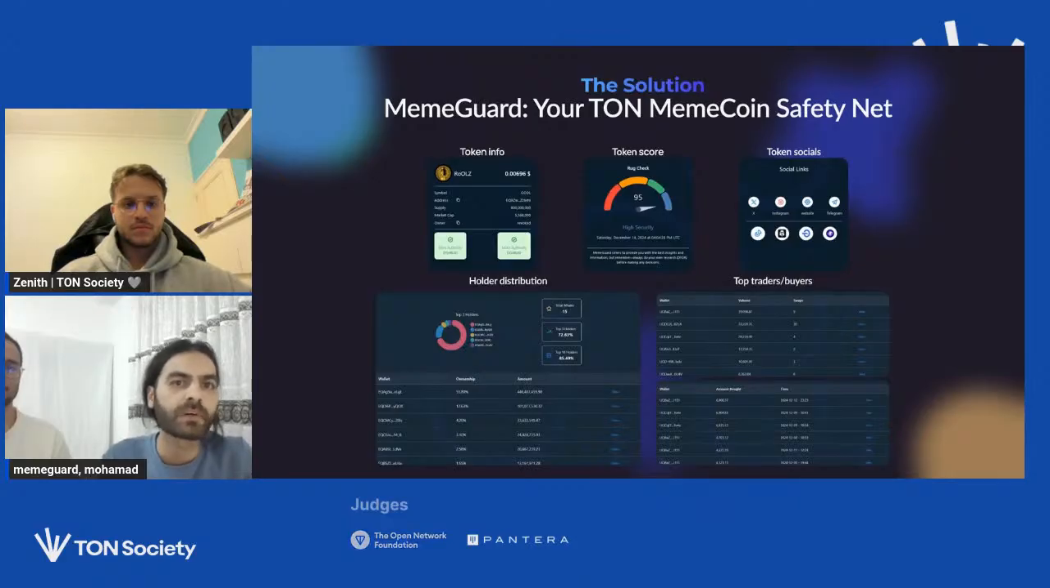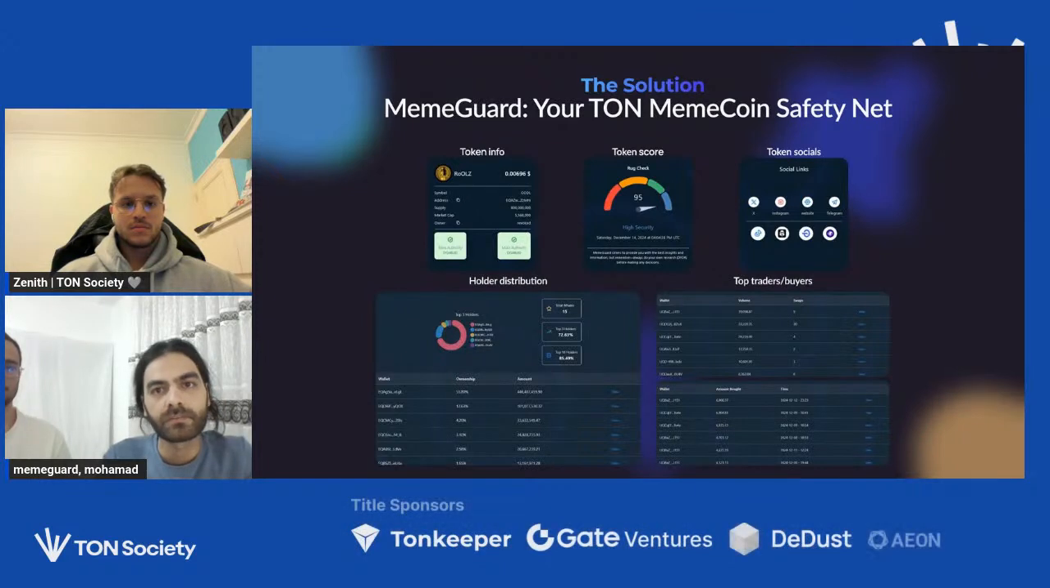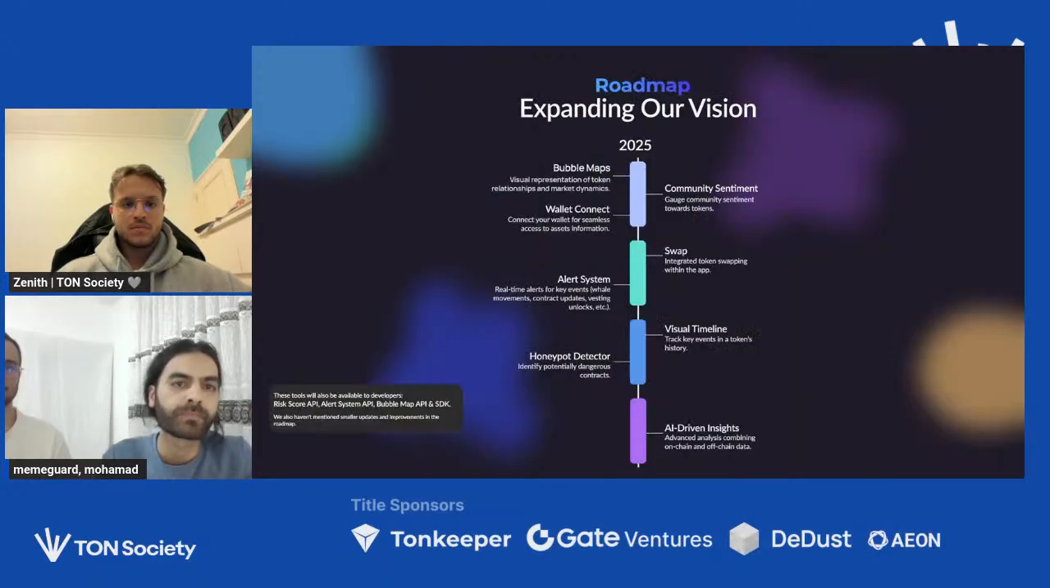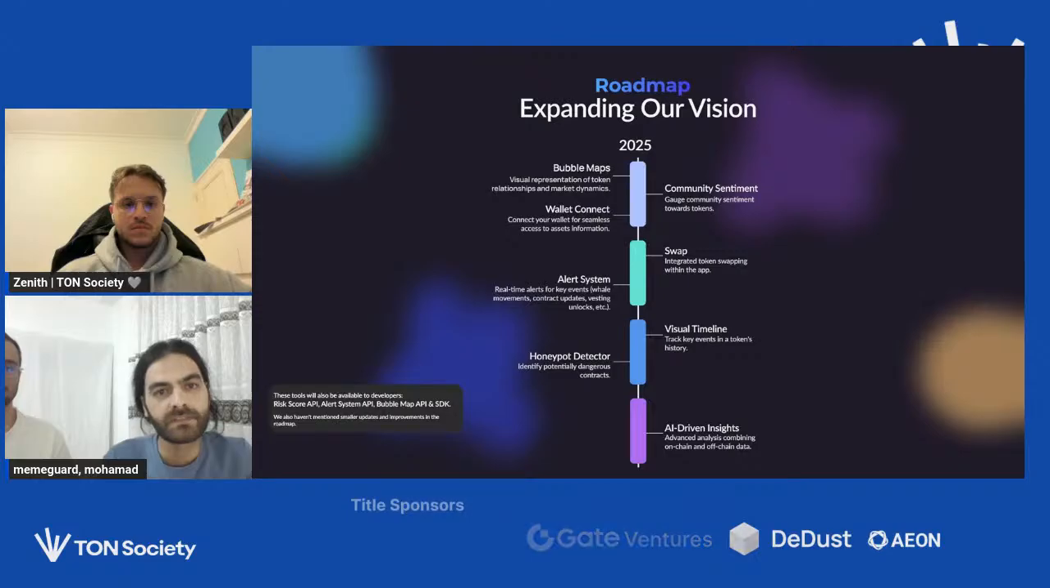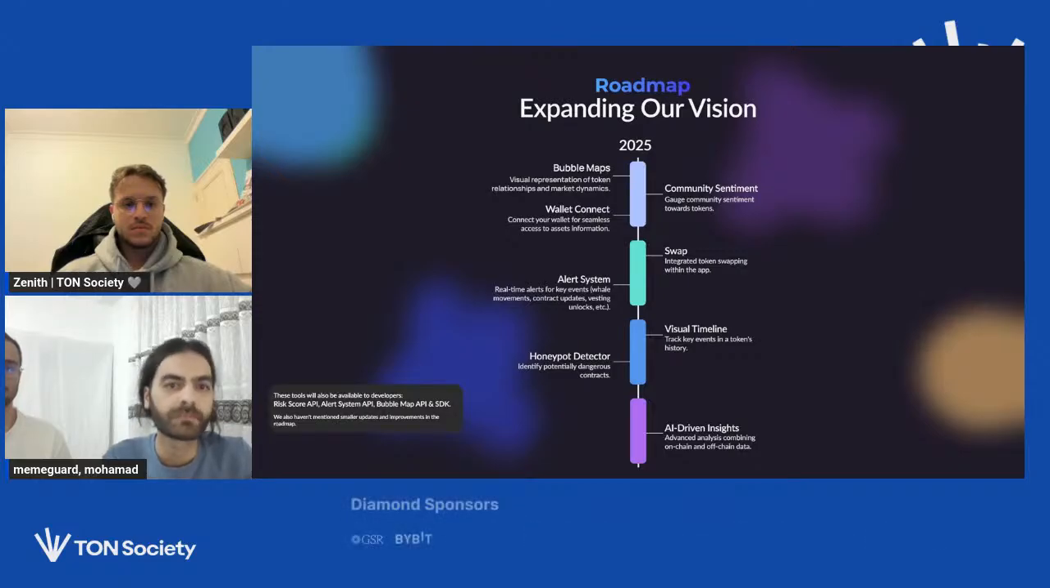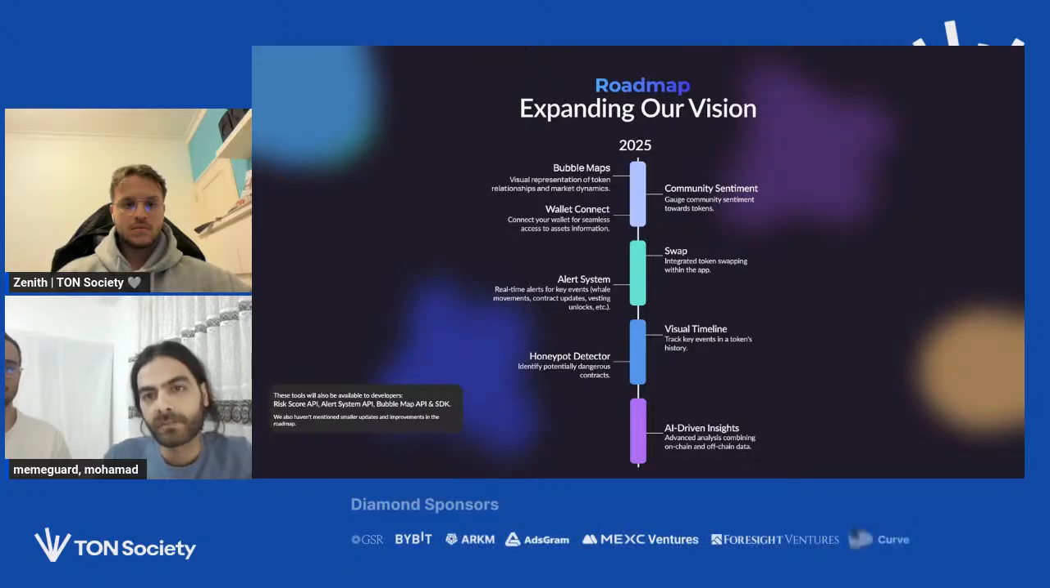At launch, we provide a comprehensive suite of features, including basic token info and mintability check, token risk score, token socials, holder distribution, top traders, and top buys. Our roadmap delivers key features for both users and developers. Users get wallet connections and seamless swaps, real-time alert system, bubble maps, token history timeline, community sentiment tracking, and AI insights plan. Developers can integrate our risk scores, alerts, and bubble maps using our APIs and SDK.